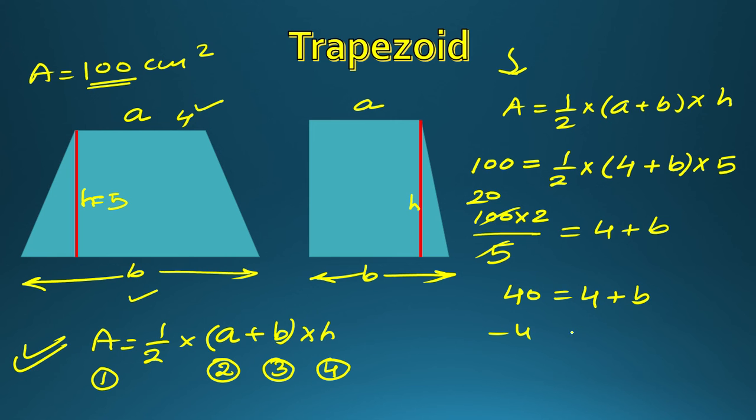Now subtract 4 from both sides, so B will be equal to 36. See, like this you can solve the questions. If you are a little careful with the calculation and formula, then all questions will be correct. Okay, I'm sure you understood this trapezoid.